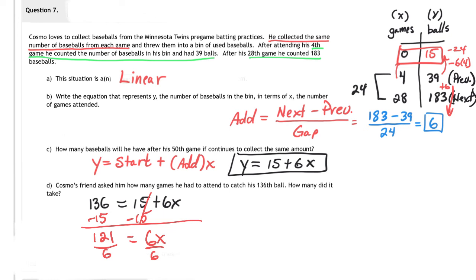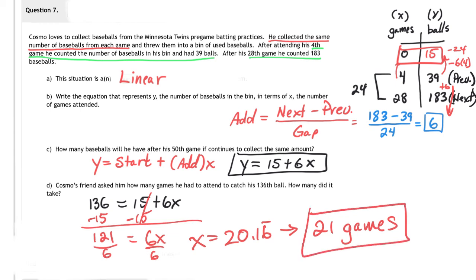So that means, is it 20 games or is it 21 games? If x equals 20.16 repeating, that's going to tell you that you need to have 21 games. The 20 games will still be short, so therefore you have to attend 21 games, and that's when he'll catch his 136th baseball. That's it, and hopefully this video helps.